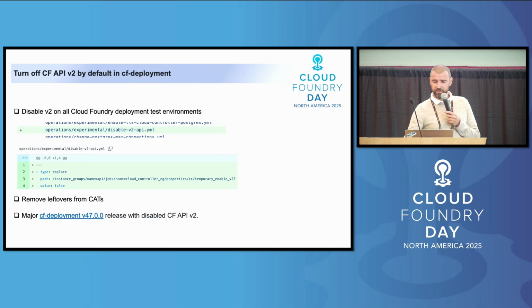From the CF deployment perspective, in order to disable the v2 API, we started with changes in our BOSH Bootloader test environments. The way was to apply a disable-v2 operations file to all our CF deployment jobs on the corresponding BBL environments. Next was to adapt the acceptance tests. And since this is a breaking change, it ends up in a major CF deployment release with the disabled version 2 API.